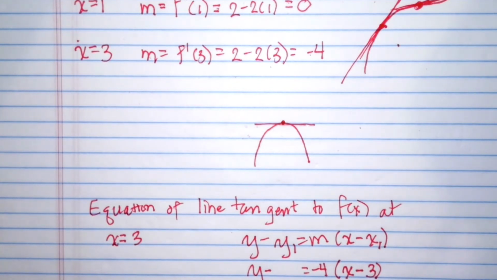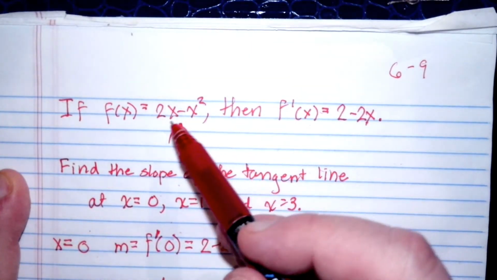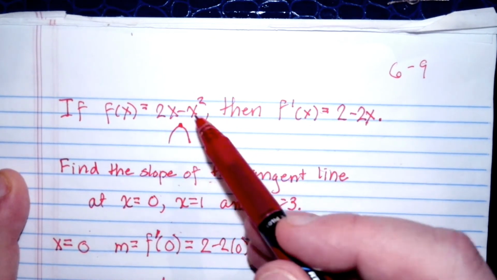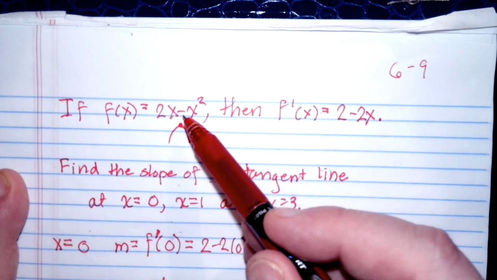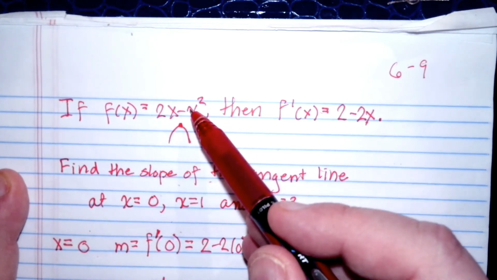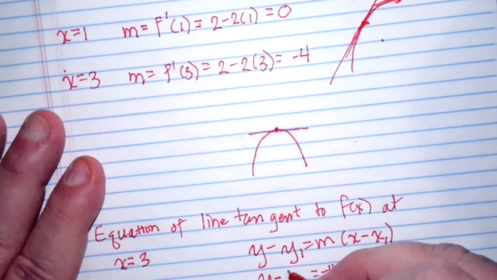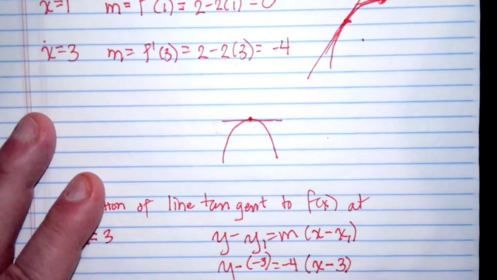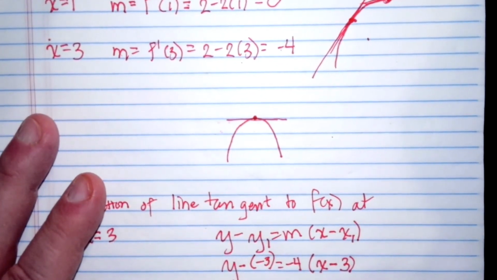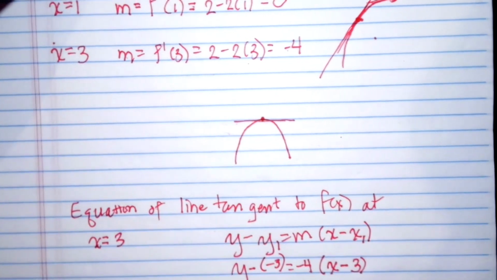So if you know the x coordinate, you should be able to find the y coordinate by substituting the x coordinate into the function. So the y coordinate would be f of 3, which would be 2 times 3 minus 3 squared. That would be 6 minus 9, or -3. And so there's our equation of the tangent line. And you can rewrite that if you like.